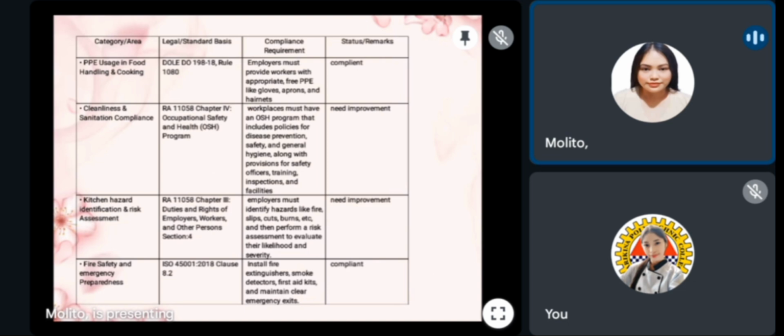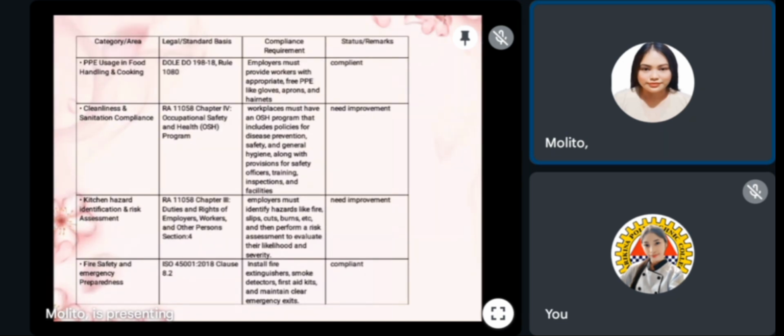Third one, kitchen hazard identification and risk assessment. Legal standard basis, RA 11058, Chapter 3, Duties and Rights of Employers, Workers and Other Persons, Section 4. The compliance requirements, employers must identify hazards like fire, slips, cuts, burns, etc. and then perform a risk assessment to evaluate their likelihood and severity. The status remarks: need improvement.